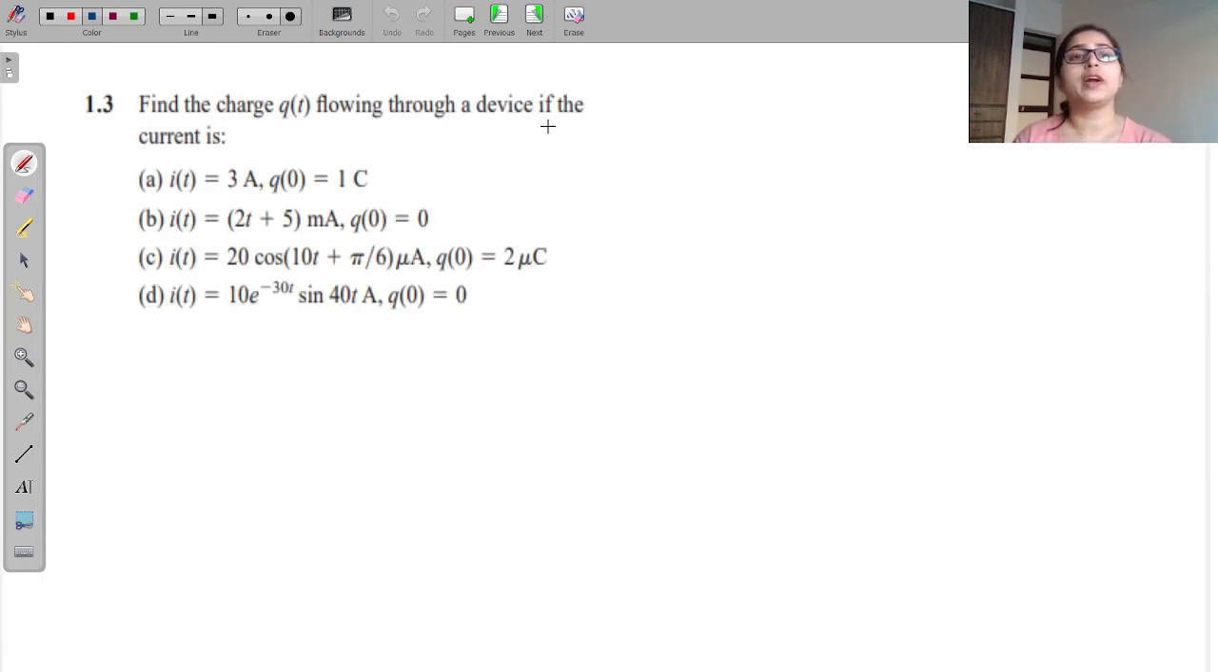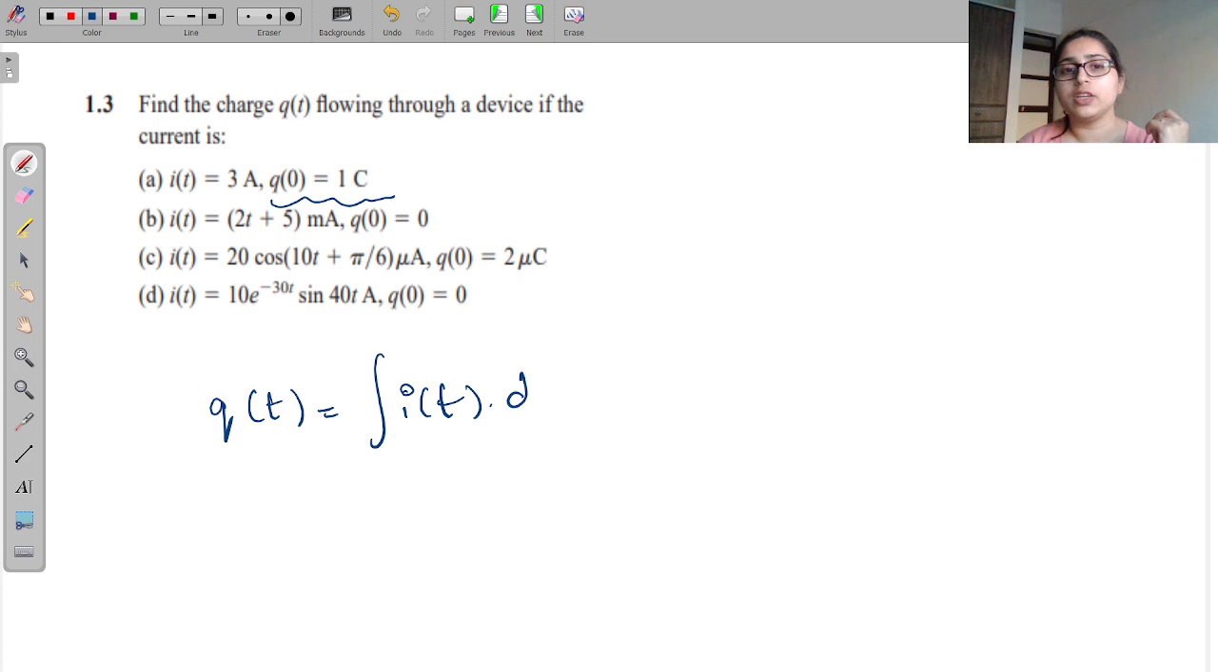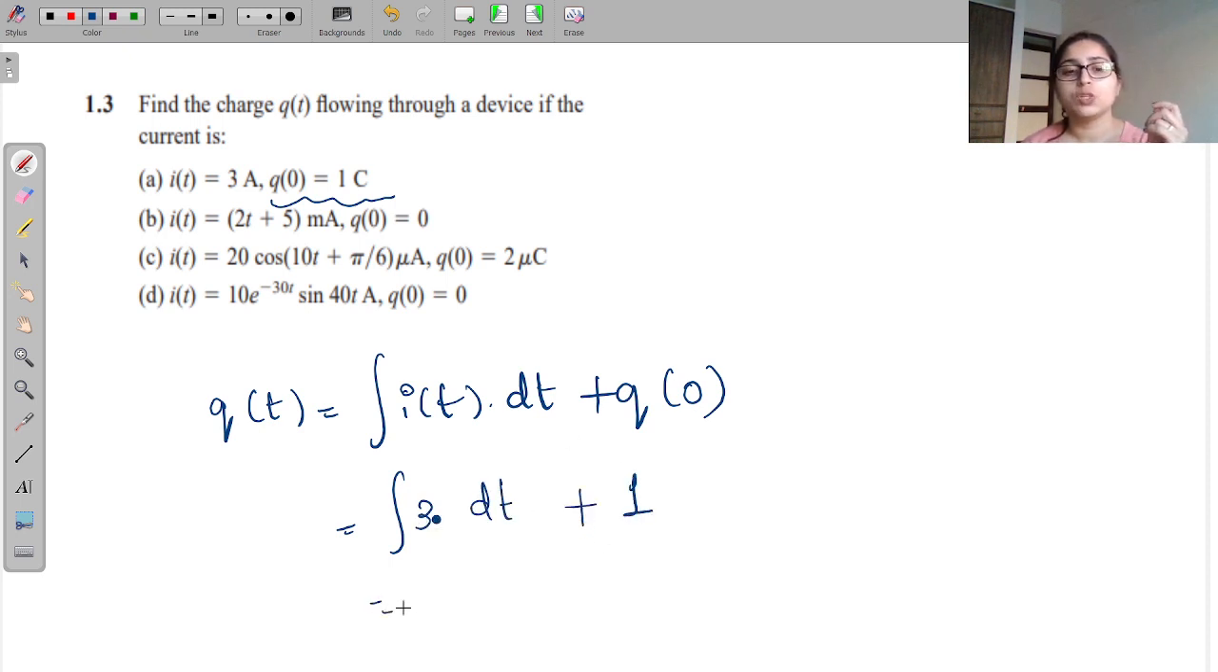Okay, next you have to find the charge. Now you found the current by differentiating the charge. Now you can find the charge by integrating the current. So the reverse process of differentiation is integration. So now you have the initial charge also. So Q of t will give you the integration of I of t dt, and you have to consider the initial charge. Okay, so here integration of 3 dt plus 1 coulomb. So it is 3t plus 1. What is the unit? It is ampere, so it is coulomb.